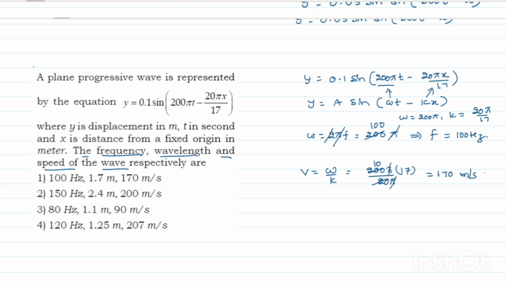Now we need to calculate the wavelength. K equals 2 pi by lambda. The k value is 20 pi by 17, which equals 2 pi by lambda. The pi gets cancelled, 2 goes into 20 ten times, so lambda is 17 by 10, which is 1.7 meters. So the frequency is 100 Hz, the wavelength is 1.7 meters, and the speed is 170 meters per second. This is the correct answer.